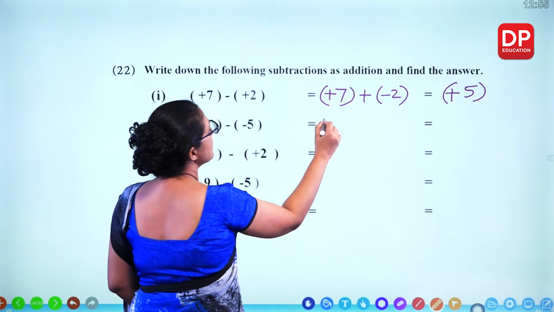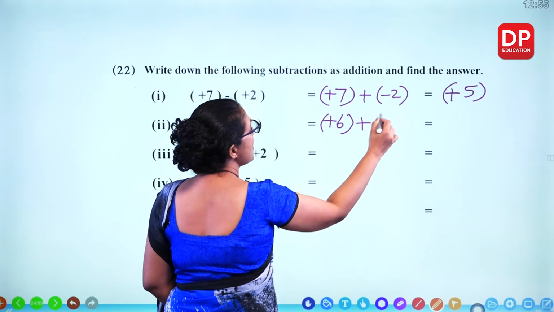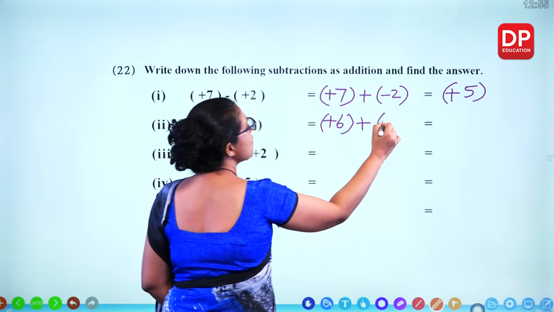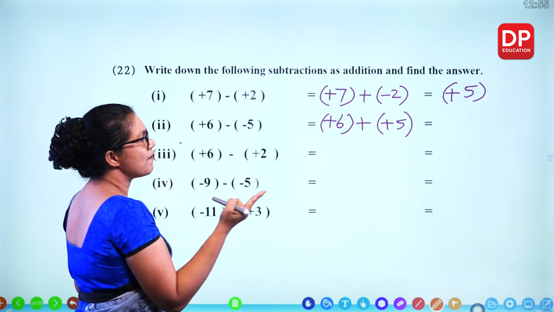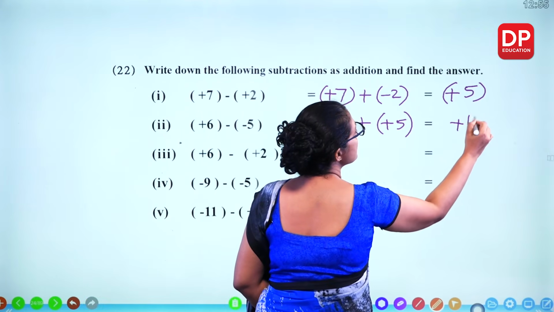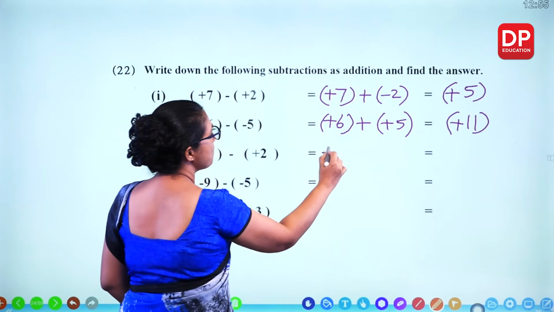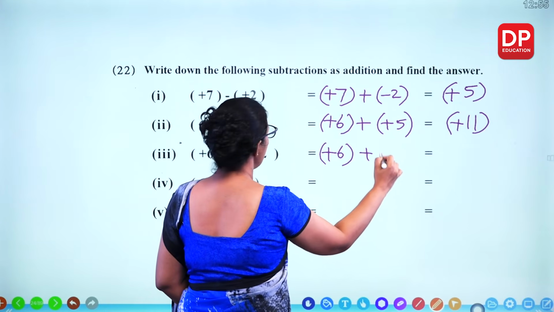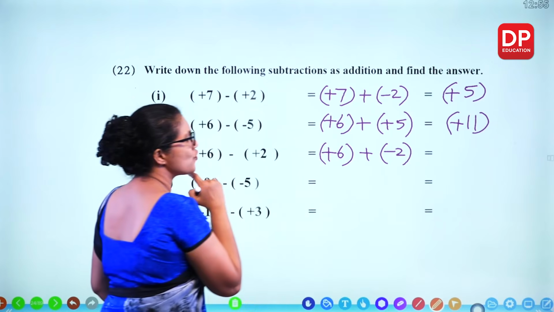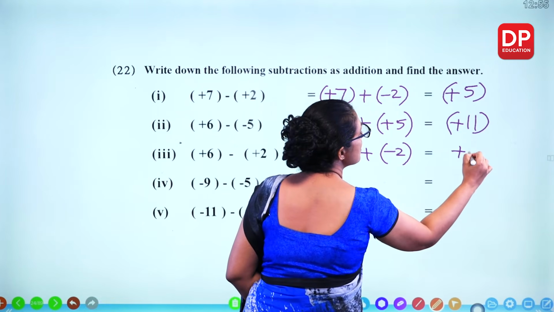Plus 6, minus becomes plus. Additive inverse of minus 5 is plus 5. So you get 6 and 5 addition, that's plus 11. Plus 6 is there. Minus becomes plus of the additive inverse, that's minus 2. That means 6 minus 2, you get plus 4.